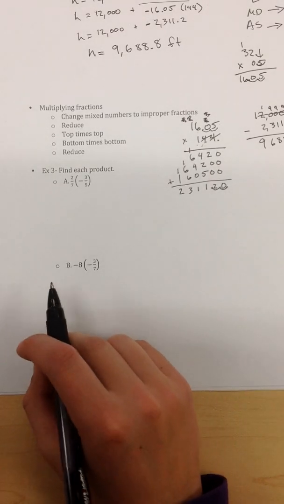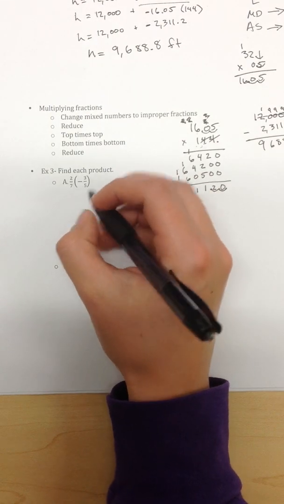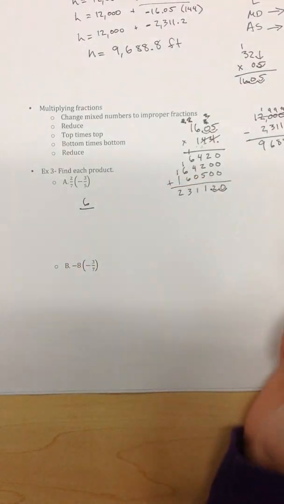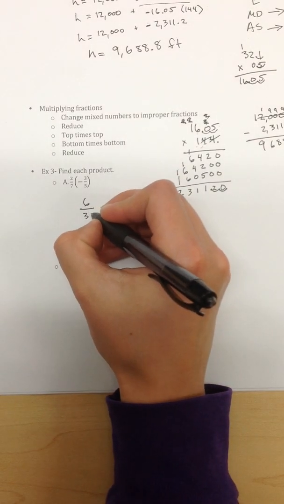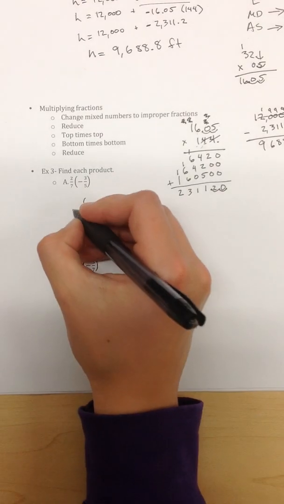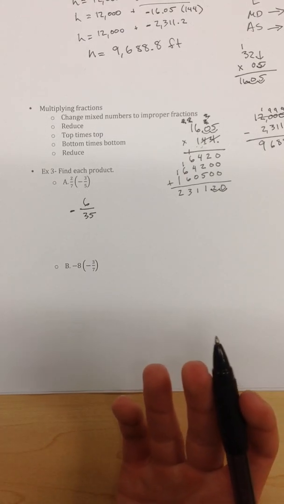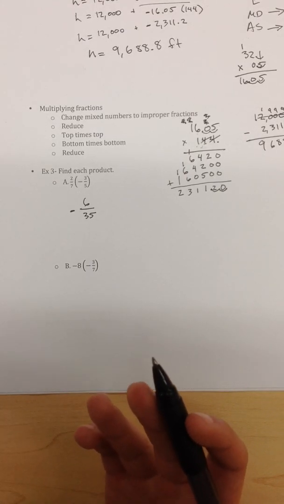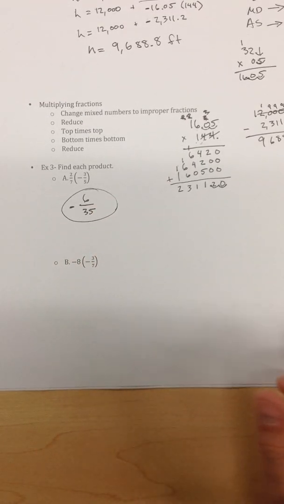So now I'm just going to take the top times the top. So 2 times the 3, which would be 6. Bottom times the bottom. So 7 times the 5, which would be 35. And then I took a positive times a negative, so my answer would be negative because they have different signs. Then at the end, I always check to see if I can reduce again. Well, there's nothing I can pull out of both of those. So that would be my answer, -6/35.